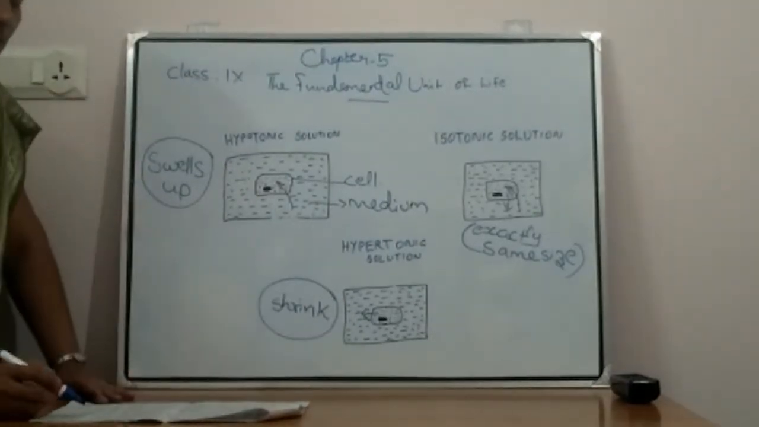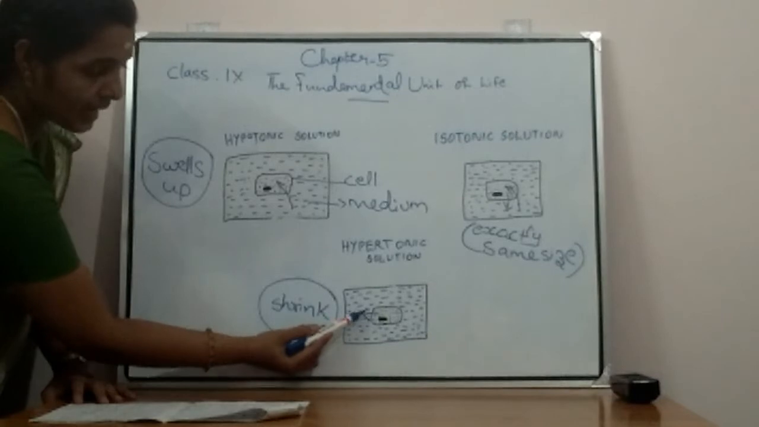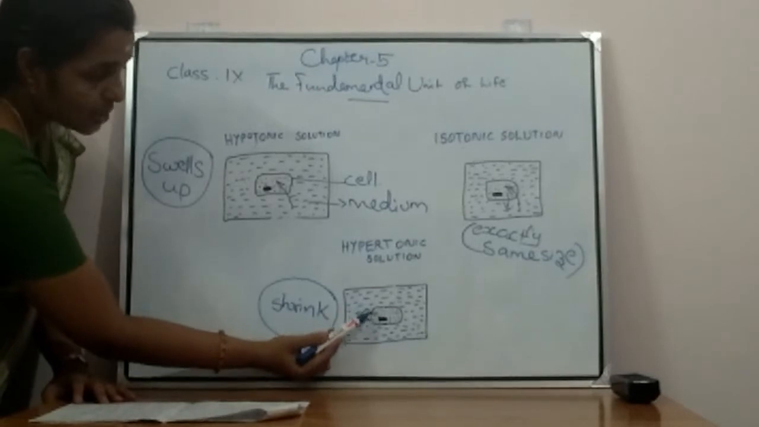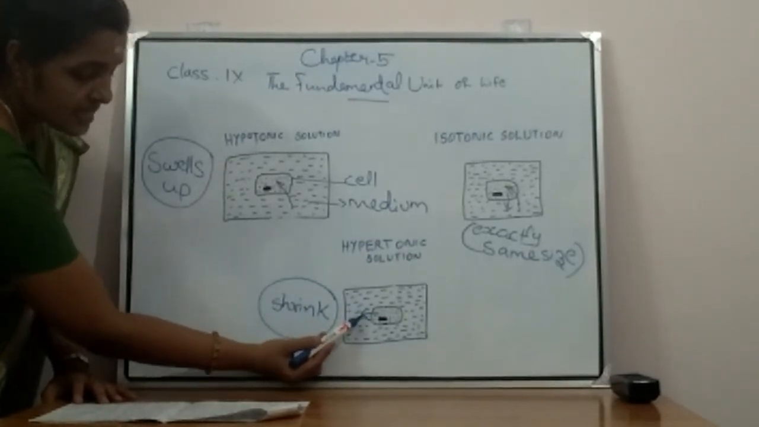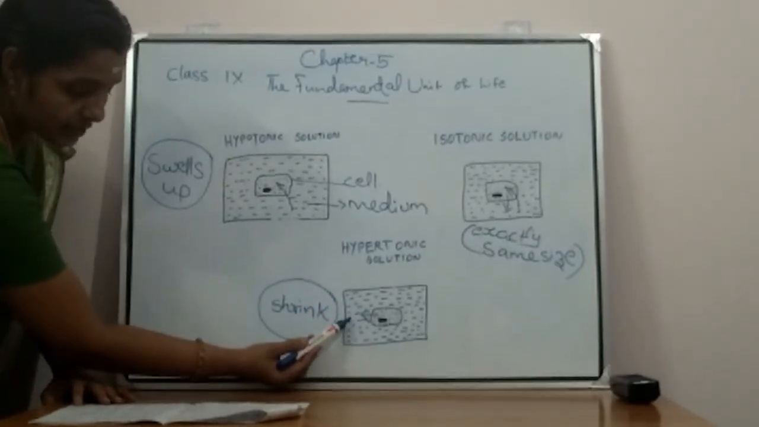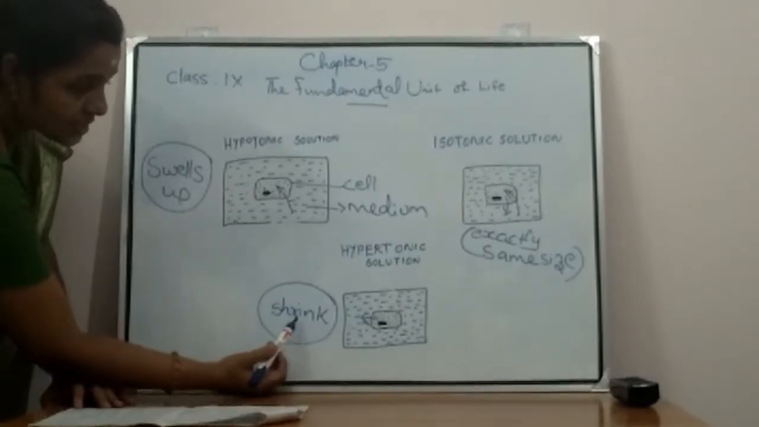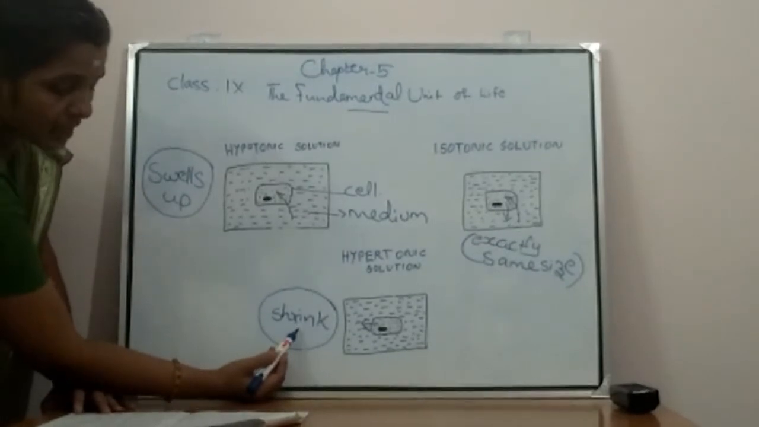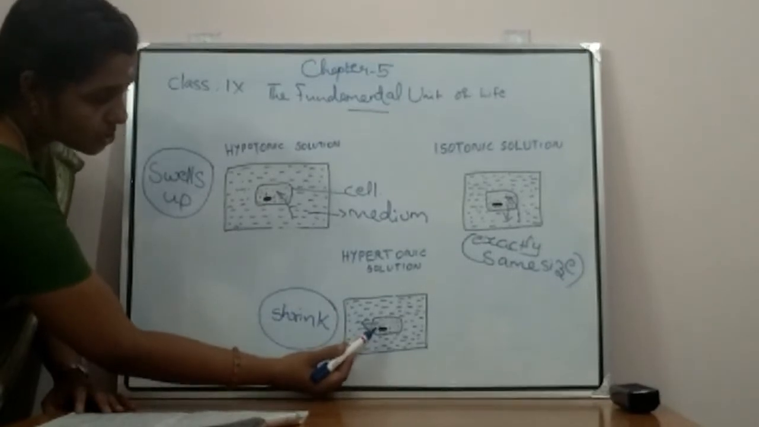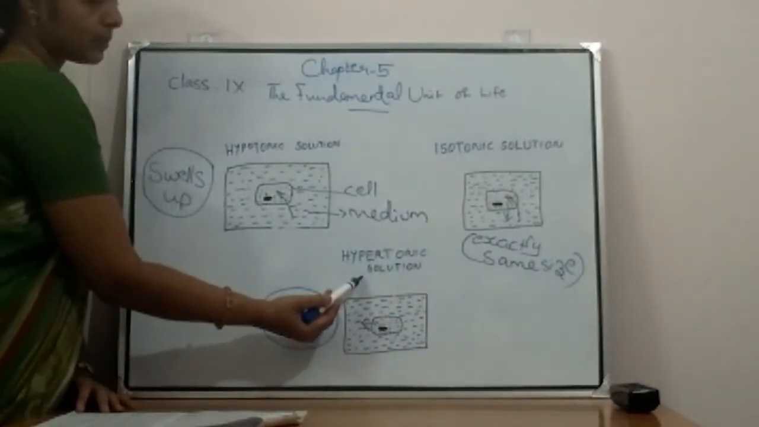So once again, what is hypertonic solution? If the medium has a lower concentration of water than the cell, meaning that it is a very concentrated solution, then the cell loses water by osmosis. Such a solution is known as hypertonic solution. And what will happen to the cell? If we put a plant cell or animal cell in a hypertonic solution, the cell will shrink. Why does the cell shrink? Because more water leaves the cell than enters it. So that's about hypotonic, isotonic and hypertonic solutions.